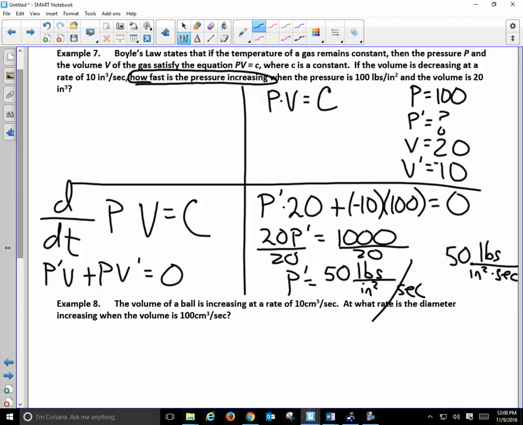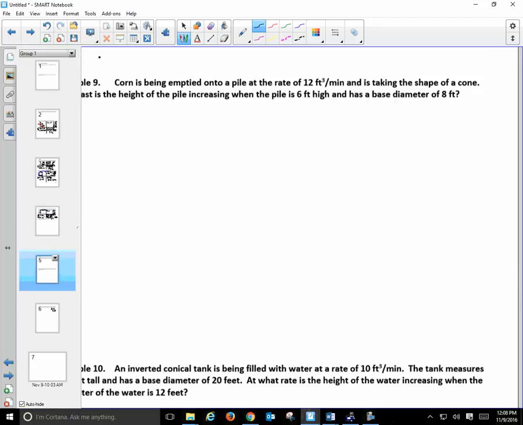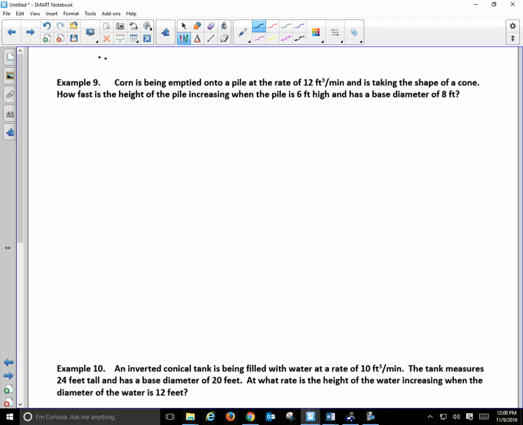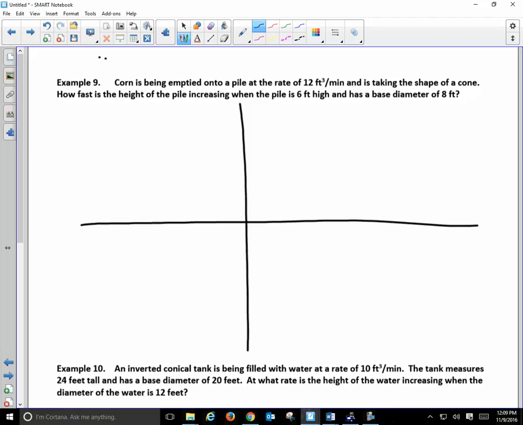One more. Number 9. I love this problem. Corn is being piled into the shape of a cone. Are there any farmers in here? Corn, soybeans?